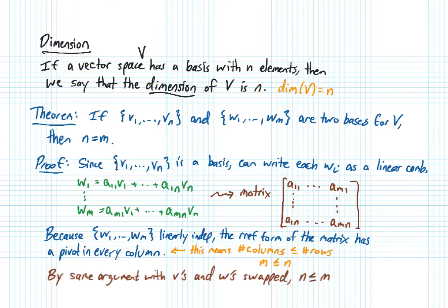But we could actually make the same argument, swapping the v's and the w's, and we would conclude that n is less than or equal to m. And then the only way m can be less than or equal to n and n is less than or equal to m would be if the two numbers are equal, if m is equal to n. And that's the proof. All right, so let's look at a few examples.